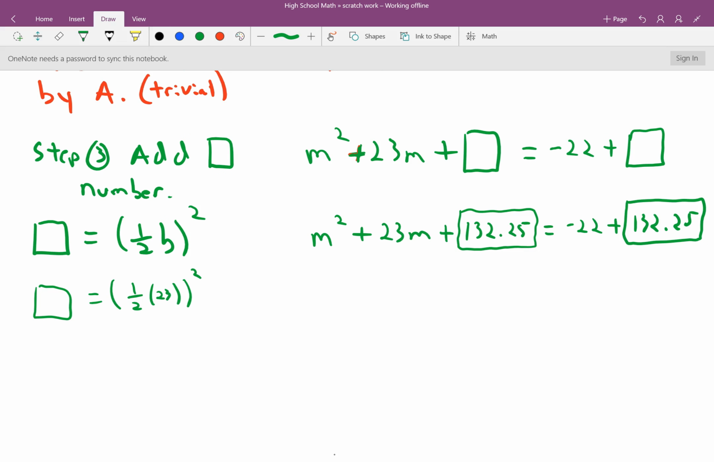All right, step 4. Factor and combine like terms. And I'm not talking about the big X method. We're just going to go directly to factoring it as a perfect square trinomial. So on this right hand side, negative 22 plus 132 1/4. See if you can find what that is. Feels like to me it's going to be positive 110 1/4.